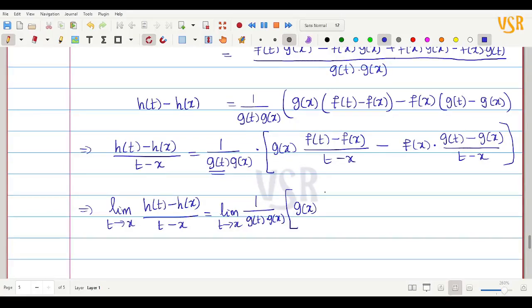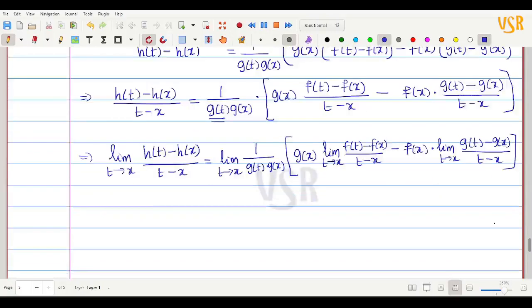So at this point t is there, so what do I do? Limit t tending to x of (f of t minus f of x) divided by (t minus x). This is constant, f of x, so f of x comes out, into limit t tending to x of (g of t minus g of x) divided by (t minus x). Okay, we are having it in this way.